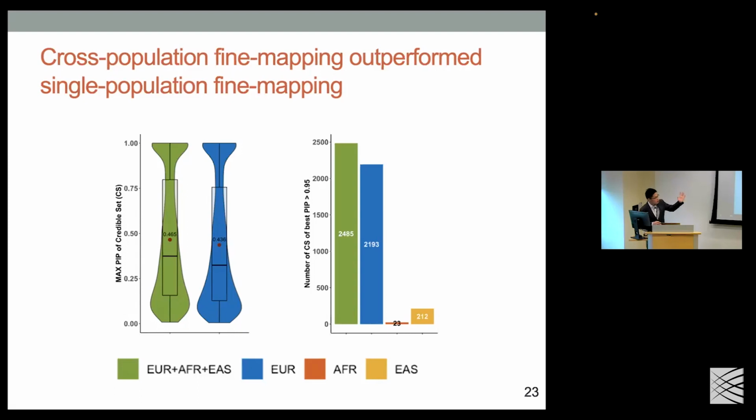If we see the right panel, there are only a limited number of credible sites with high confidence identified by the African and East Asia cohorts. So we only compare cross-population suSIEx with the European suSIEx. The right panel shows the number of credible sites that are highly confident with PIP greater than 0.95. Also, suSIEx is the best.